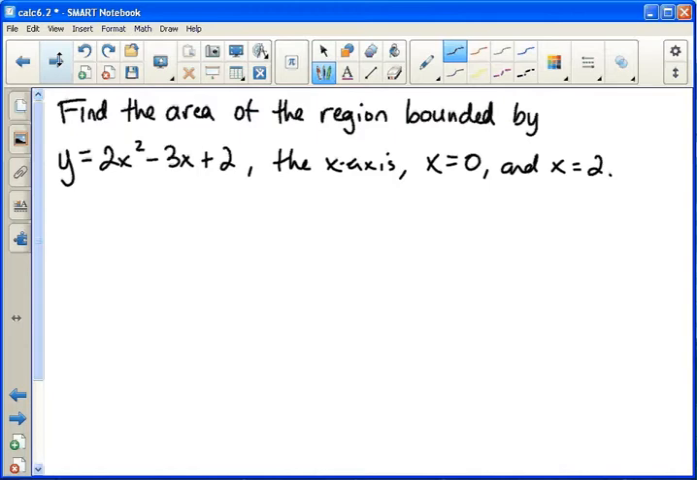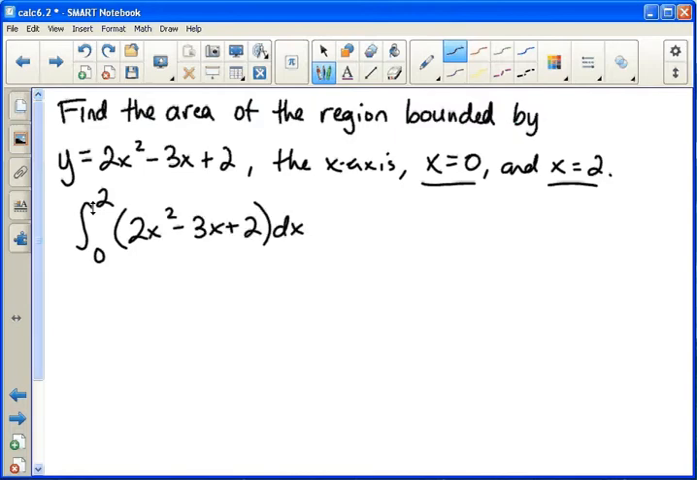Anytime you see area, you need to think integral. So we're gonna set up an integral from 0 to 2, because that's our boundaries. We get that from the x equals 0 and the x equals 2. And our equation is 2x squared minus 3x plus 2. And an integral is always dealing with the x-axis, so we don't have to put anything extra in there. So we just follow the fundamental theorem of calculus. We take the antiderivative. We're going to get 2/3 x cubed minus 3/2 x squared plus 2x. And we're doing that from 0 to 2.